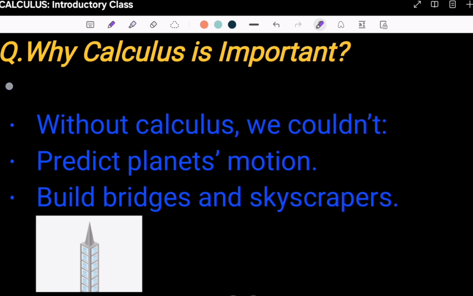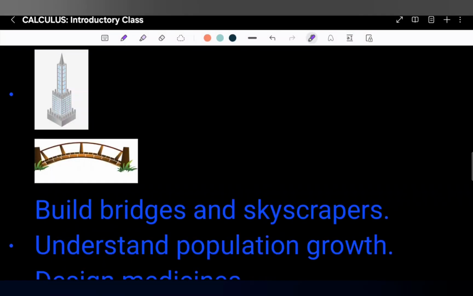Now, why is calculus important? Without calculus, we can't predict the planets' motion, meaning the motion of Earth, the motion of Mars, etc. Calculus also helps in the construction of bridges and skyscrapers. It determines the curve. What should the curve be? Because we can't pick a random curve for any bridge. It will not be stable. If we want to make a stable and strong bridge, these curves should be based on proper criteria.